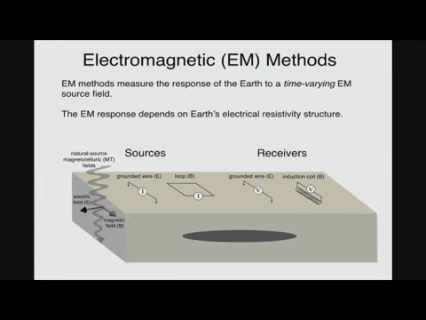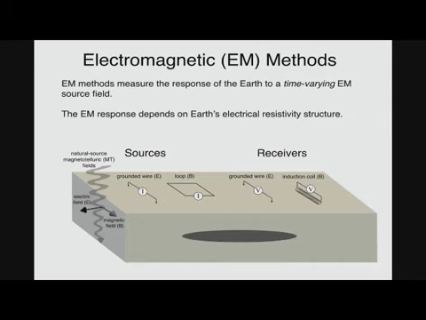Okay, so what are electromagnetic methods? Well, they're methods that measure time-varying electromagnetic fields in the Earth. So they're not static methods like DC resistivity. They're actually time-varying electromagnetic fields. And we measure the response of the Earth to those time-varying electromagnetic fields, in the same way that, if you go out and do a seismic experiment, you're measuring the seismic response of the Earth to whatever the seismic source is, whether it's an earthquake or an air gun.